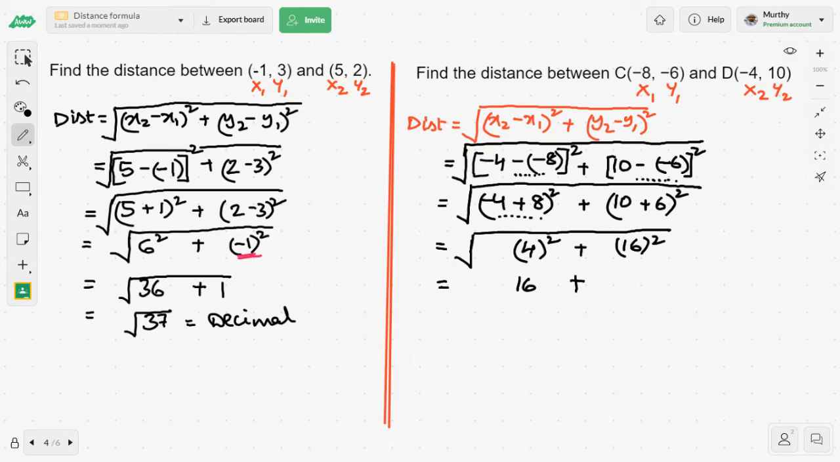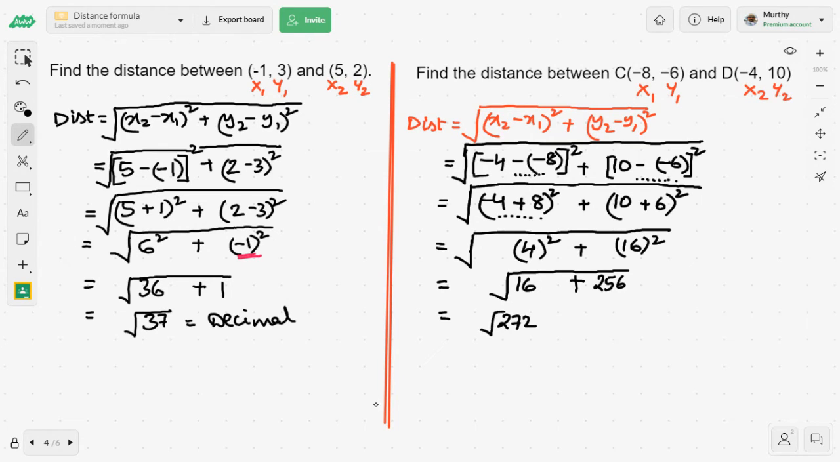16 times 16. I know the answer, but I want to make sure that I'm doing it correctly. So let me grab my calculator. 16 times 16, it is 256. So 256. When you combine these two, 256 plus 16, you get 272.